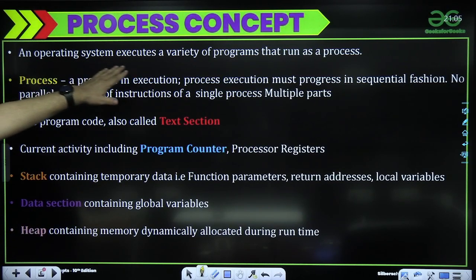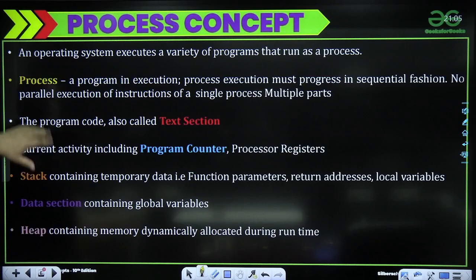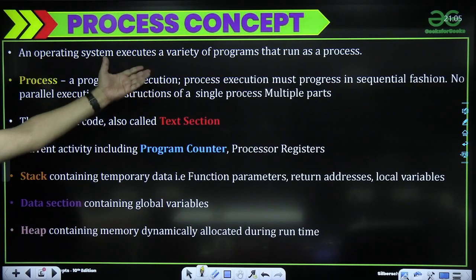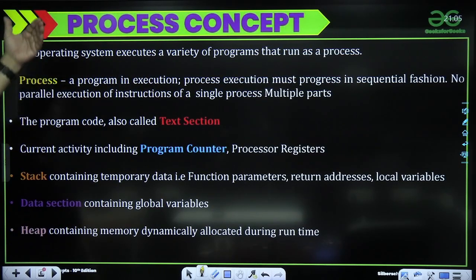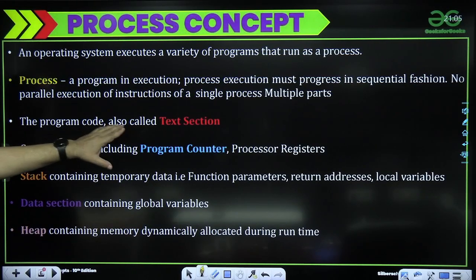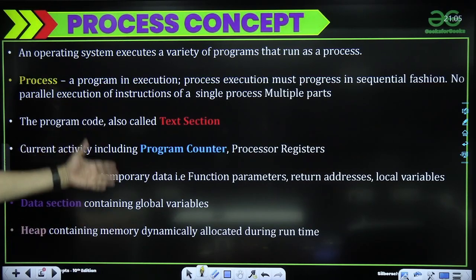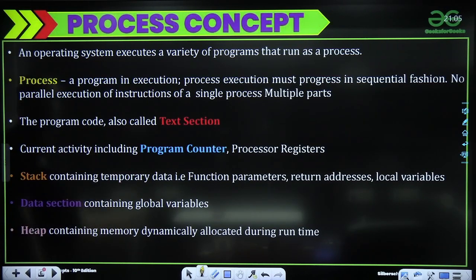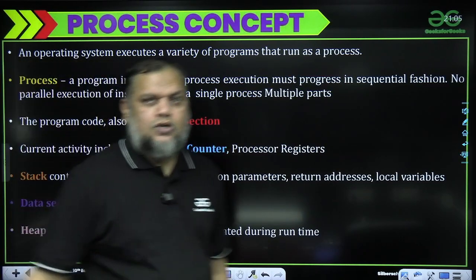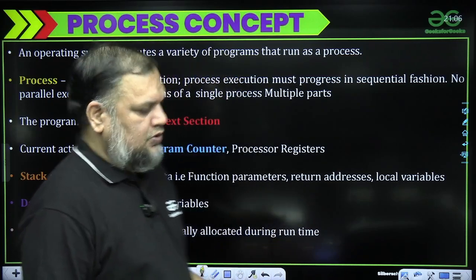An operating system executes a variety of programs that run as process. A program in execution state. Process execution must progress in sequential fashion because the instructions are executed sequentially, no parallel execution. The program code is also called text section. We'll come to this text section. Current activity including program counter, that is called the environment of the process. I will talk about that shortly. What is stack section, data section, heap section? All these are the components of process which I will talk about shortly.